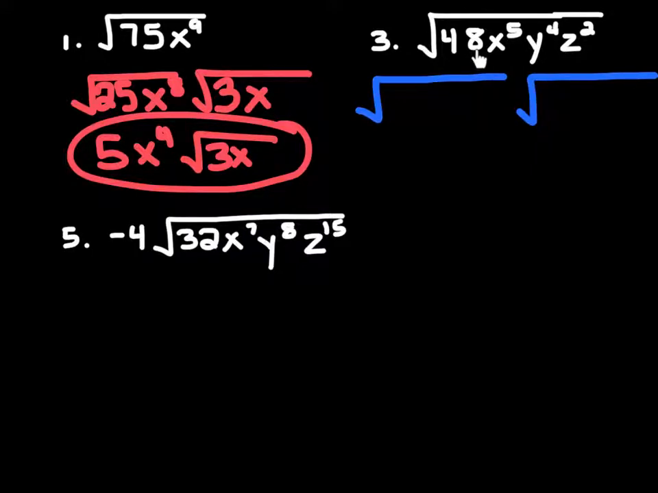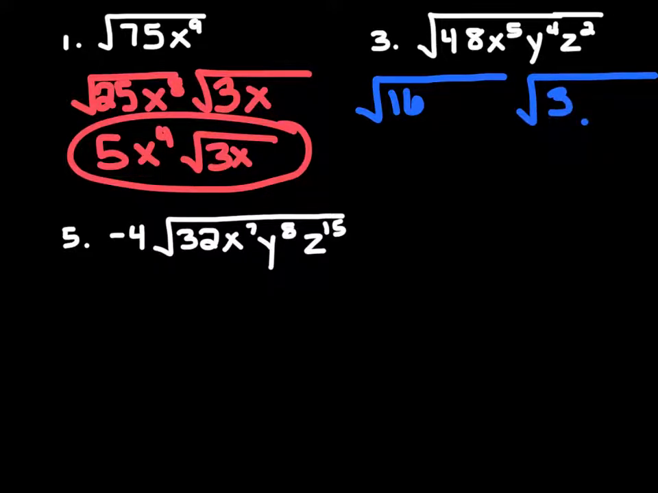Okay, so if you want to look at the number 48, now there are a few different perfect squares that divide evenly into it. So for example, 4 is a perfect square. 4 times 12 would give you 48. But we want to find the biggest perfect square that divides evenly into 48. So the biggest perfect square that divides evenly into 48 is 16. And since 48 divided by 16 is 3, we're going to put our 3 in the leftover, the non-perfect square radical.